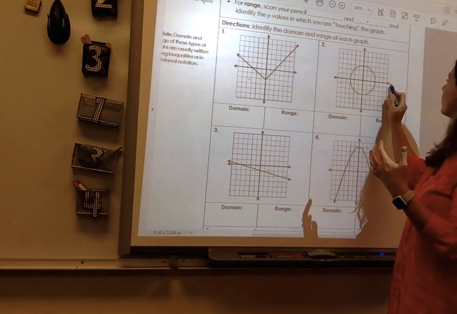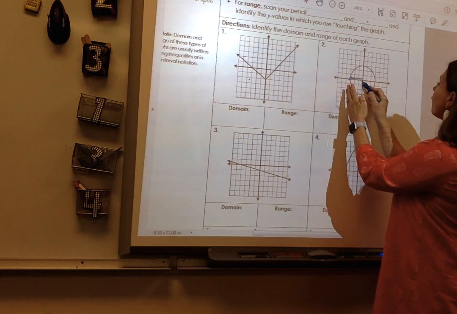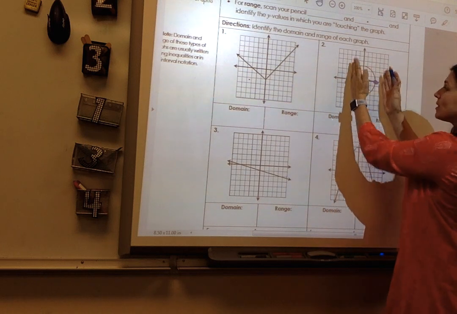Let's look at my domain. So my domain is x. Well, how far left does this graph go? It goes to right here. And how far right does this graph go? It stops. So you can see these boundaries.